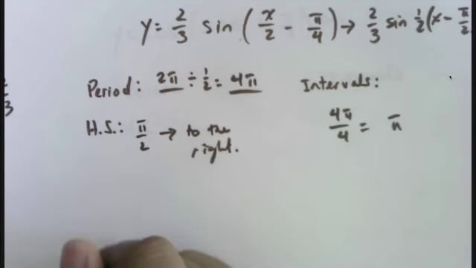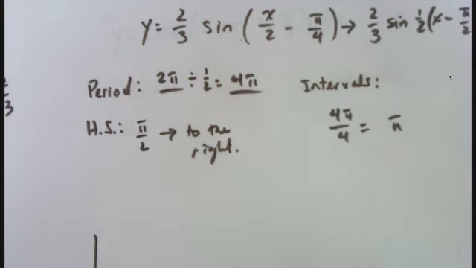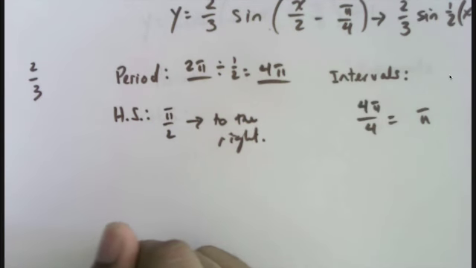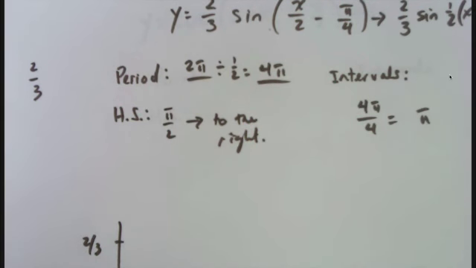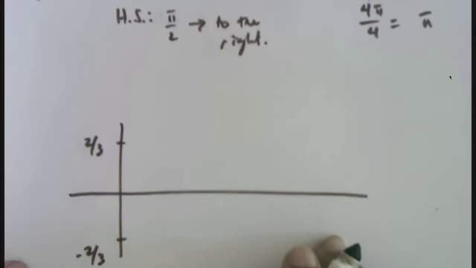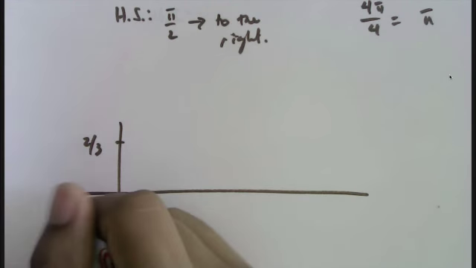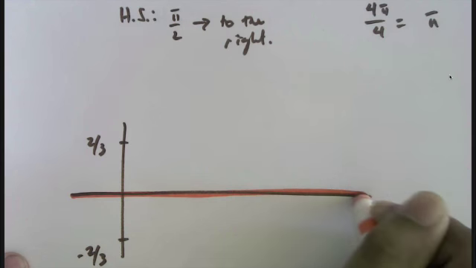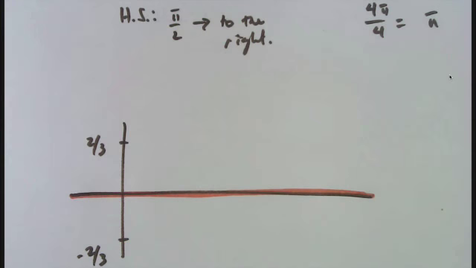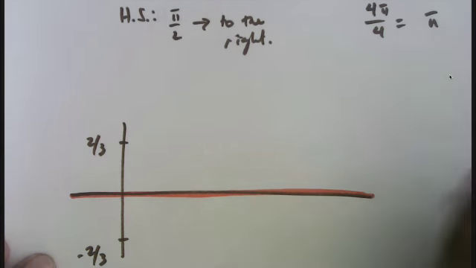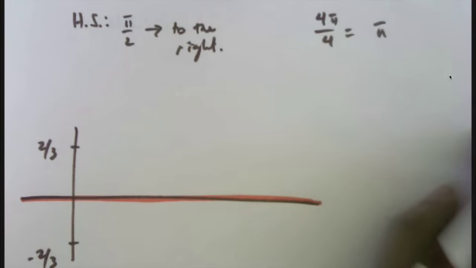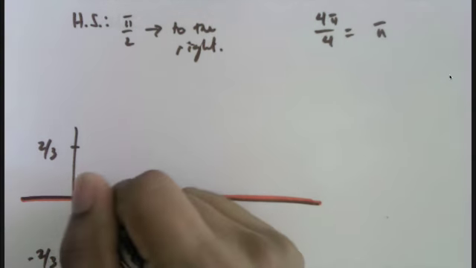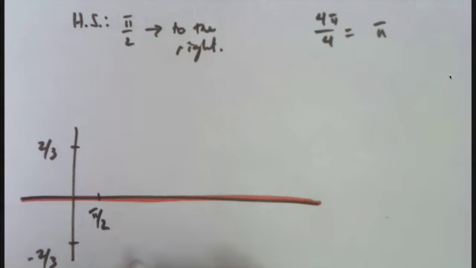I'll go and set up the graph. Again, my amplitude is going to be 2 over 3, which gives me a max of 2 over 3 and a min of negative 2 over 3. My midline will be the x-axis, and the reason it will be the x-axis is because I don't have any vertical shift. Now, I do move over pi over 2 to the right, so let's go and plot pi over 2 first. And now let's go ahead and do intervals.